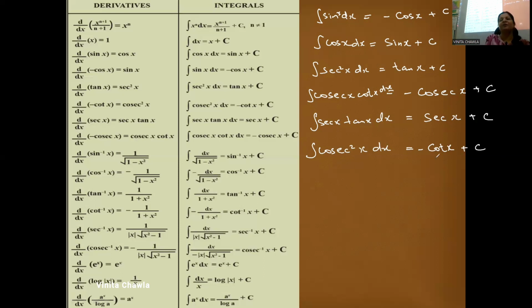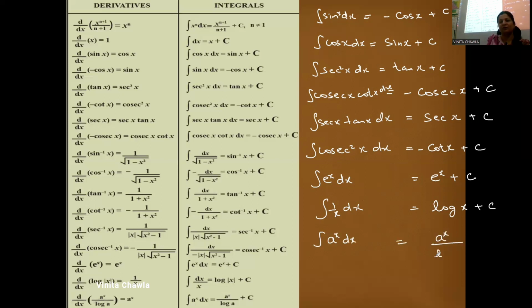Okay. And when we differentiate e raised to the power x, then we get the same e^x. So on integrating, we'll get this only. Okay. So when we differentiate log x, then we get 1 by x. So on integrating 1 by x, we get log x. Okay. In the same way, we have a formula for a^x dx. It is a^x divided by log a plus c. Any doubt? Please write all these formulas.